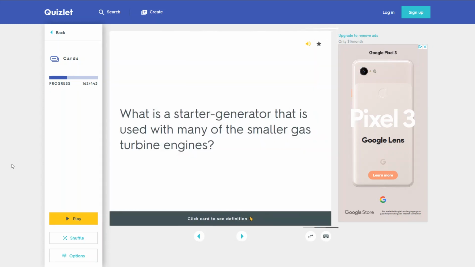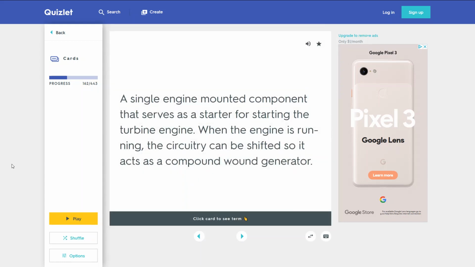What is a starter generator that is used with many of the smaller gas turbine engines? A single engine-mounted component that serves as a starter for starting the turbine engine. When the engine is running, the circuitry can be shifted so it acts as a compound wound generator.